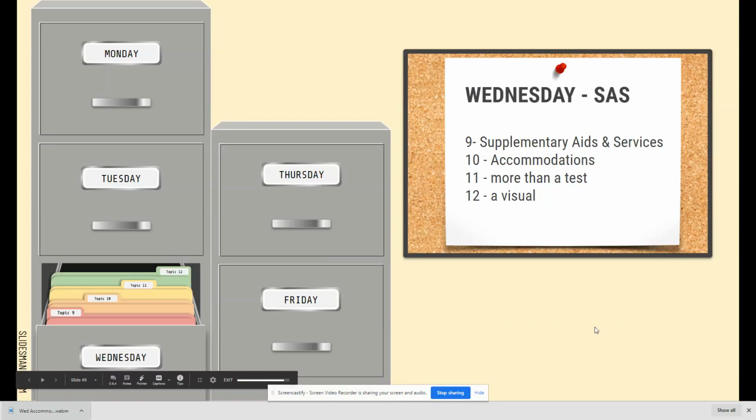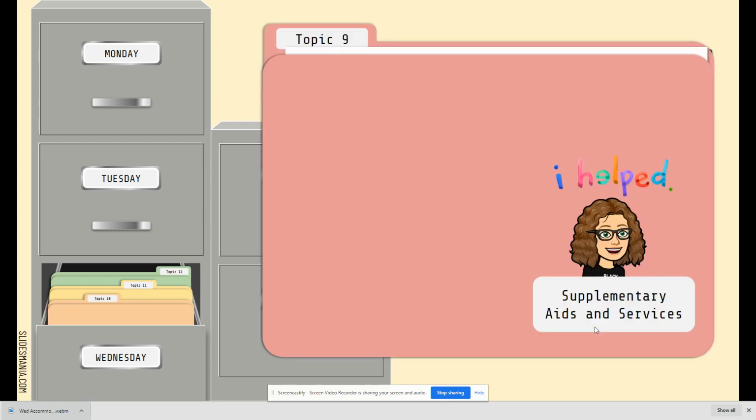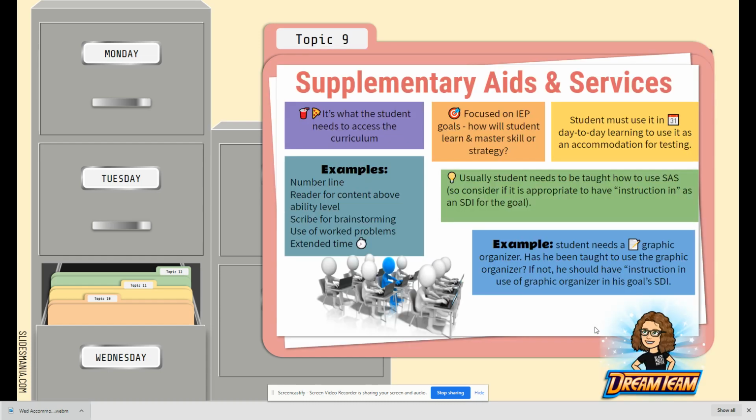On Wednesday, we're going to be talking about supplementary aids and services, accommodations, and modifications. Kim and I are excited to share with you this content. So, I'm going to start by talking about supplementary aids and services, or SAS. When we're talking about supplementary aids and services, this is what the student needs to access the curriculum.